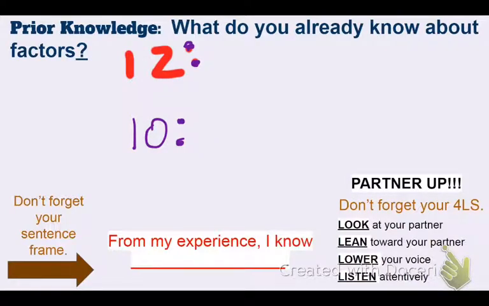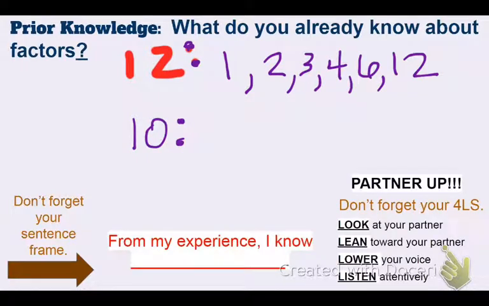All right, what, Bobcats, do you already know about factors? Well, I know that 12 has some factors. 1 times 12 will give me 12, so the number 1 and the number 12 are factors. 2 times 6 equals 12, so 2 and 6 are factors. 3 times 4 is also 12. So the factors of 12 are 1, 2, 3, 4, 6, and 12.